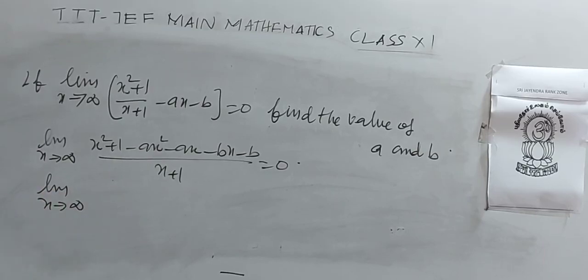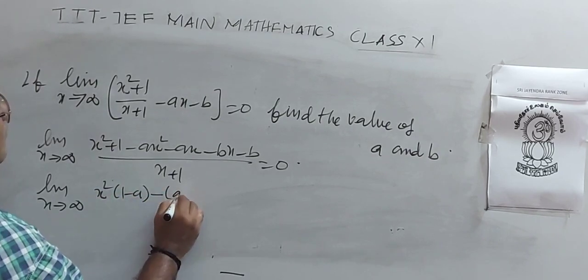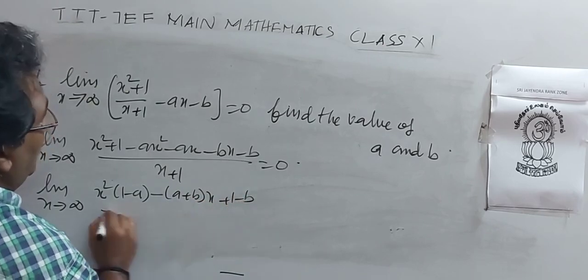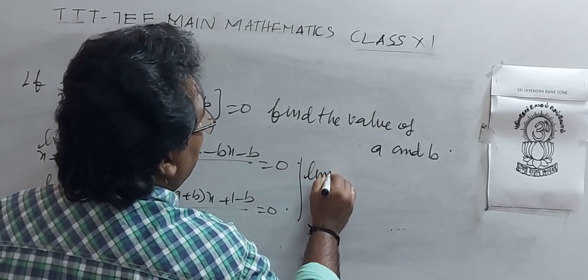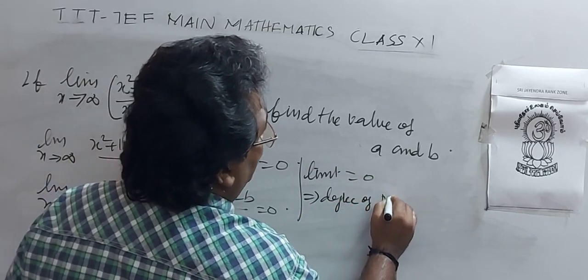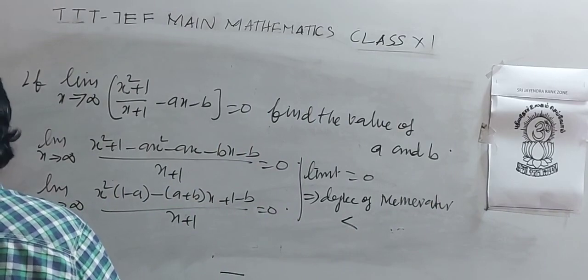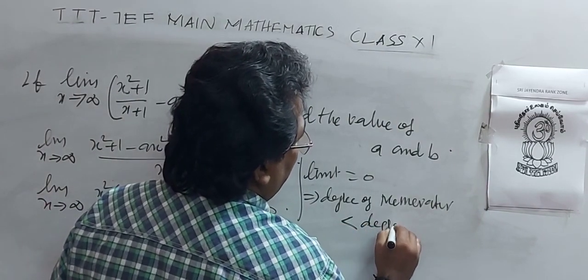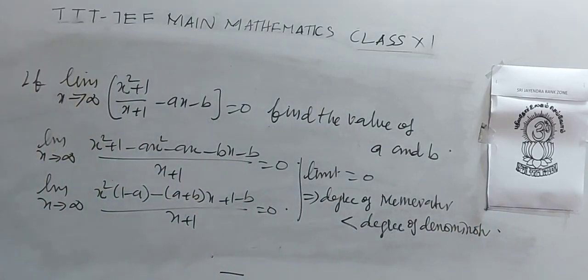The limit as x tends to infinity of ((1 − a)x² − (a + b)x + 1 − b)/(x + 1) equals 0. Since the limit equals 0, it means that the degree of the numerator is less than the degree of the denominator. So the degree of the denominator is 1.